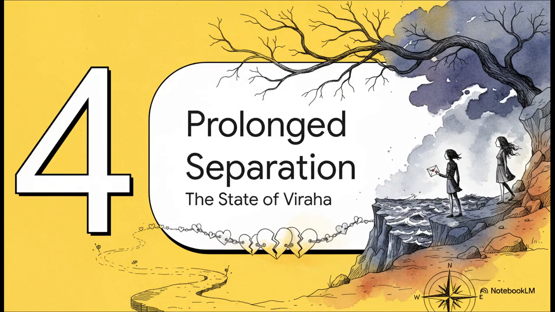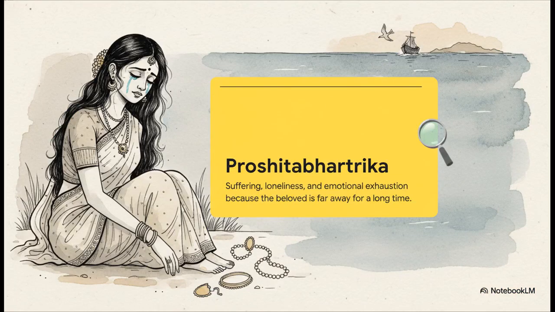Let's move into Section 4, Prolonged Separation and Agony, the State of Viraha. We're transitioning to a much more somber phase of our analysis now, focusing on the sheer endurance required when there is immense physical and emotional distance between lovers. This seventh state, Proshita Bhartrika, captures what Indian aesthetics calls viraha. Basically, it's the intense, incredibly heavy burden of prolonged separation.